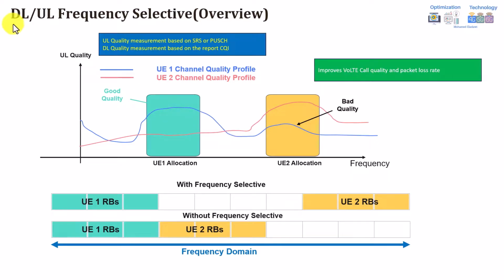And if you are speaking about downlink frequency selective, this is usually based on the reported channel quality indicator, which is CQI, usually reported from the UE to the eNodeB, and the eNodeB based on the CQI can do this same concept, where it allocates the good resource blocks for these particular users, instead of allocating in a particular way as mentioned before, without frequency selective.